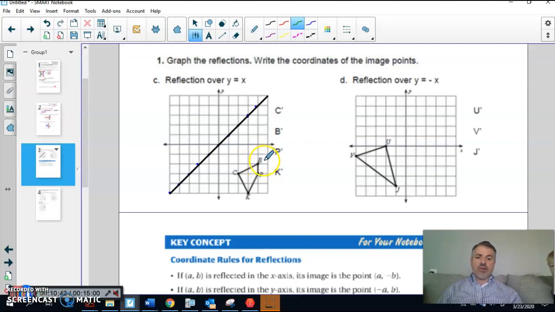I need to find the distance from B to the line. So now instead of counting the sides, I'm going to count diagonals. So again, here's 1 diagonal, 2 diagonals, 3 diagonals to the line. So I got to go 3 diagonals on the other side of the line. So I'm going to go 1 diagonal, 2 diagonals, 3 diagonals, and that's where B prime is going to be. So B prime is happening at -2, +4.